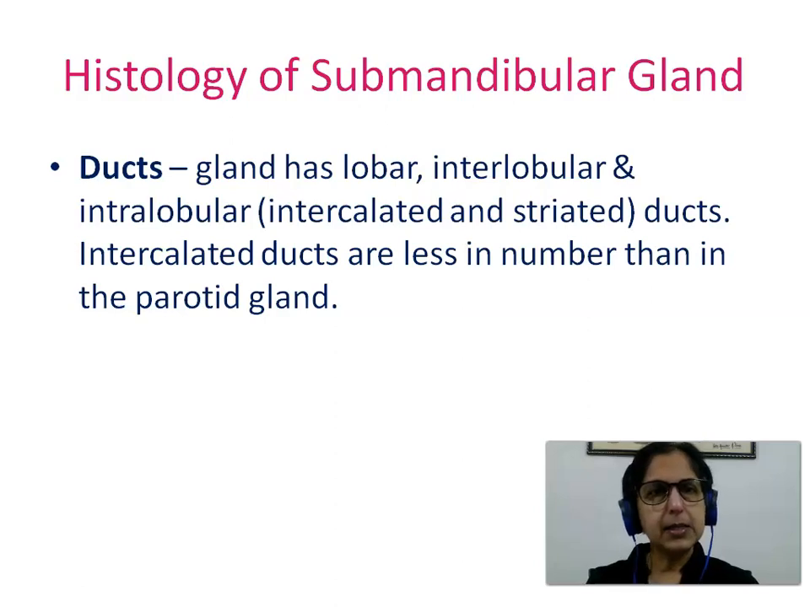Ducts. The gland has lobar, interlobular and intralobular, that is intercalated and striated, ducts. Intercalated ducts are fewer in number as compared to those seen in the parotid gland.